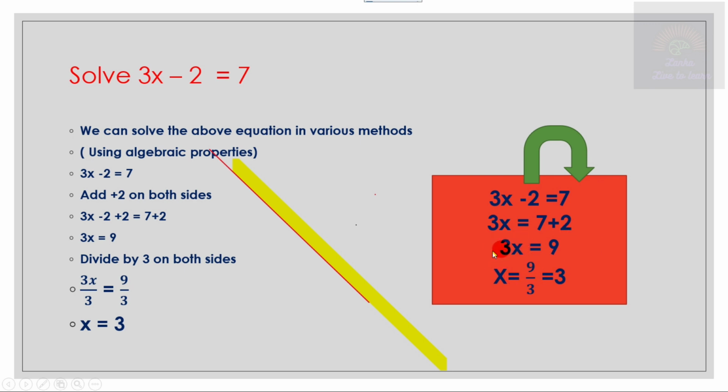Here 3 is multiplying. If you take that side, transpose, it will become divide by 3. So 9 by 3 is equal to 3. So many methods are there. We'll follow certain rules of transposition or algebraic properties to solve the linear equations.